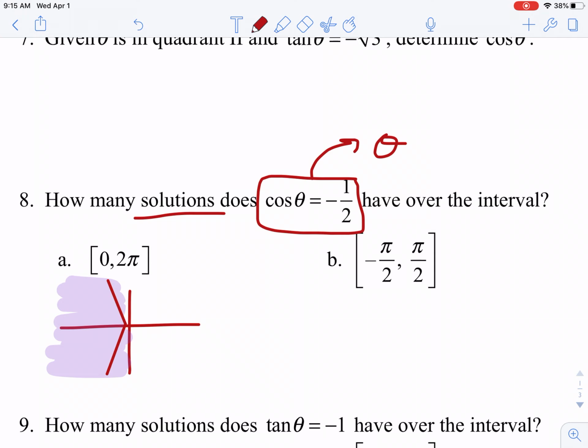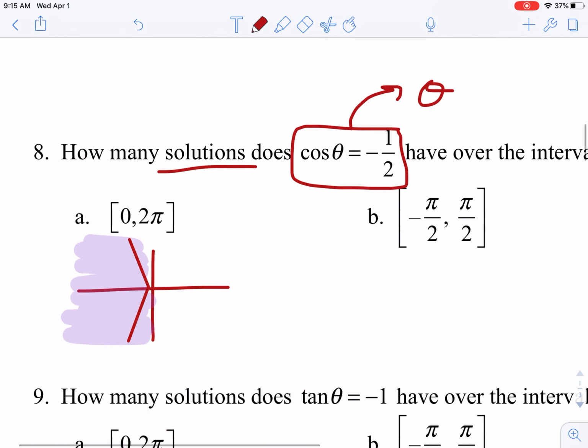So those are my two angles that we can think of from the unit circle that give us a cosine value of negative 1/2. But we know those are not the only two angles that exist with that value. They just happen to be the two from our unit circle, from 0 to 2 pi. So now we have to look at our interval, and we have to decide, are both of these in our interval, are neither, are some? And we have to think about other possible coterminal angles that might exist in that interval.